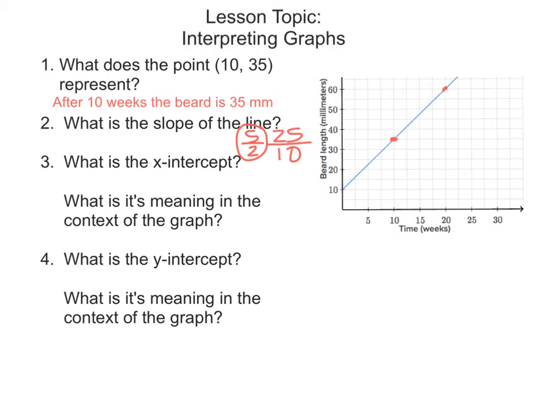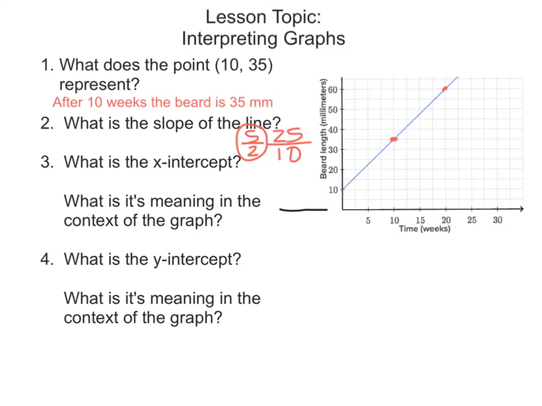In the situation for this graph, what it means is that it was several weeks ago that the beard length was 0, right? That's what the x-intercept means in this situation, what the beard length was when the beard length was 0.